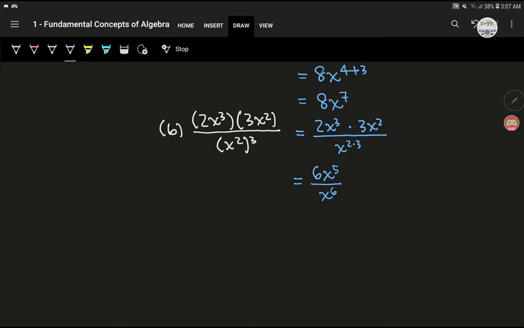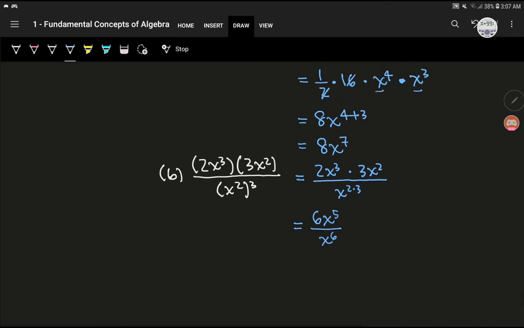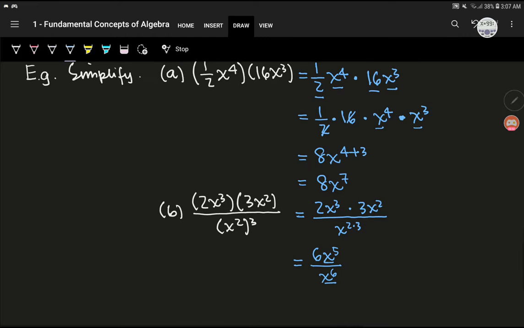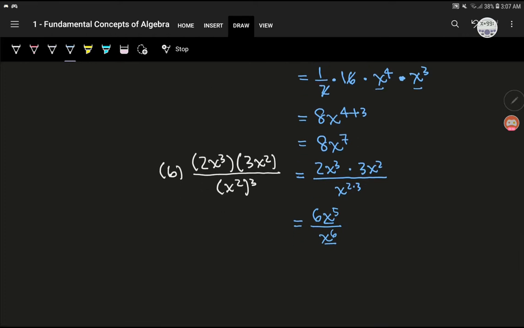6x to the power of 5 over x to the power of 6. So we cannot do anything about 6 here, so we can just ignore the constant. When I say ignore that, we don't need to evaluate it anymore, this constant. What's left is we need to evaluate these indices. So now we remember that we have the same form. Now in this we have two indices.